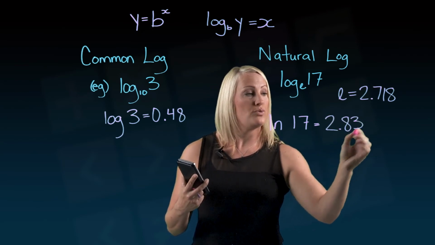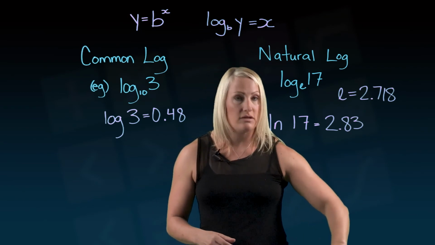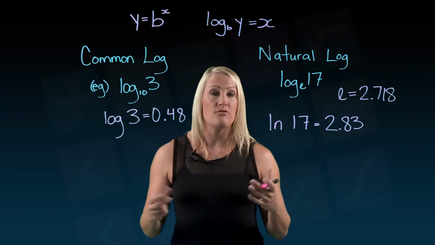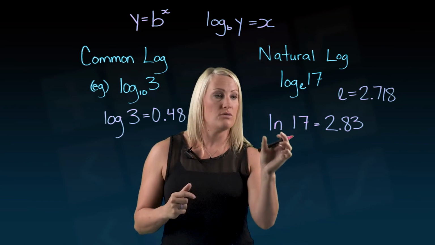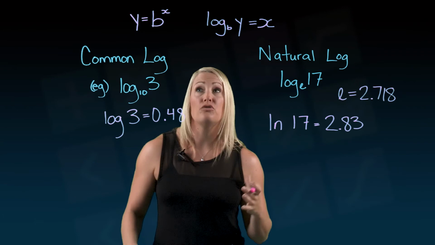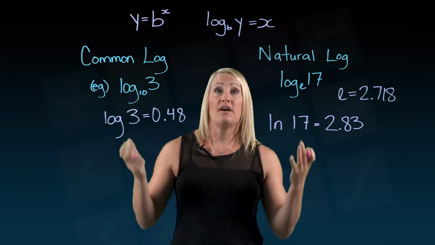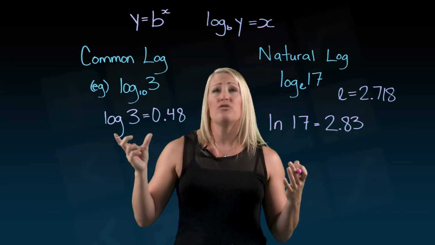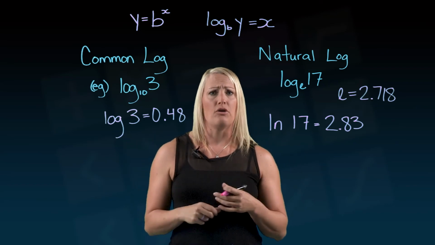I get about 2.83. So your calculator normally will have the functionality to calculate a common logarithm for you and a natural logarithm or an ln value for you. So hopefully that clarifies to you the definition of a logarithm based on exponential form and also what a common and a natural logarithm means.